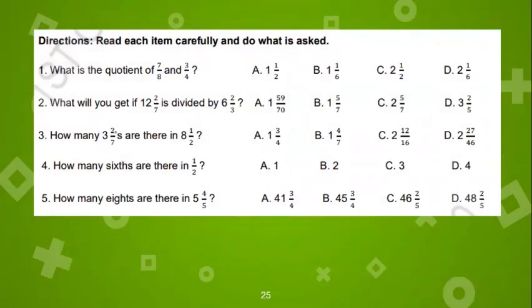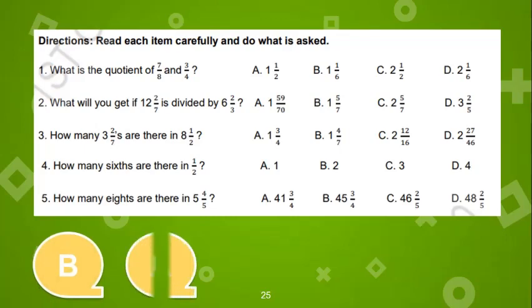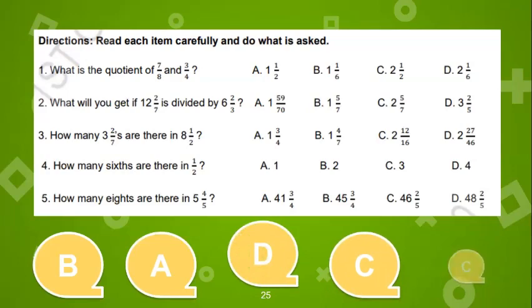Read each item carefully and do what is asked. This time I'll be giving you 3 minutes for this. Careful, careful. So let's check. Number 1, you have B. Number 2, A. Number 3 is D. Number 4, it's C. And number 5, it's also C. I hope you got 5.